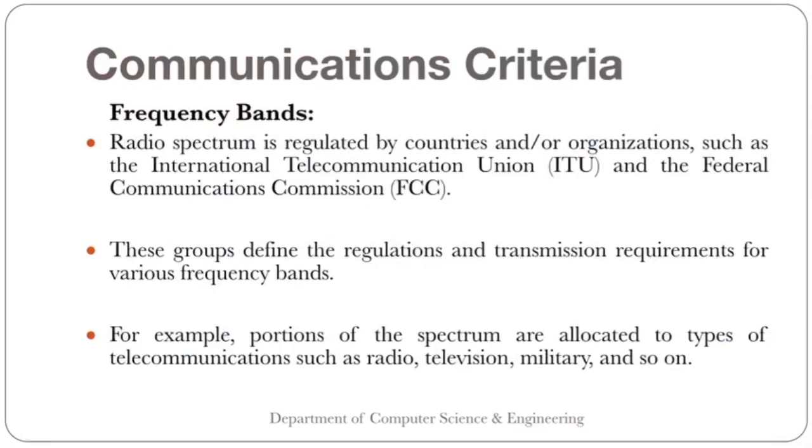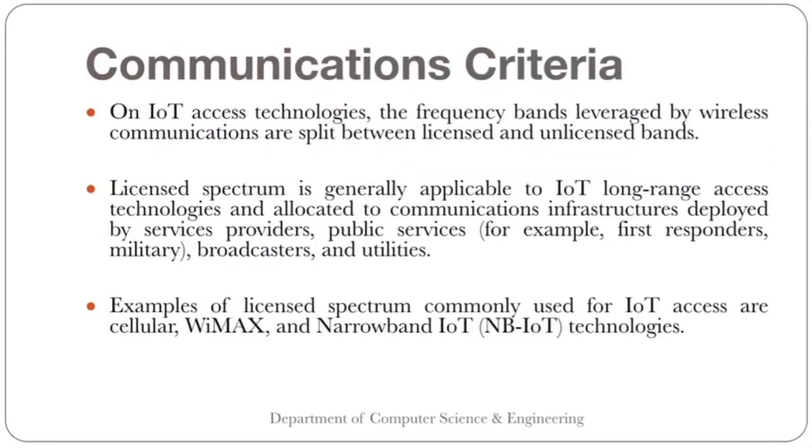Like, so this group defines the regulations and transmission requirements for various frequency bands. So for example, portions of spectrum are allocated to types of telecommunications such as radio, television, military and so on. So that particular range of frequencies is defined for that particular communication. So on IoT access technologies, the frequency bands leveraged by wireless communication are split between licensed and unlicensed bands.